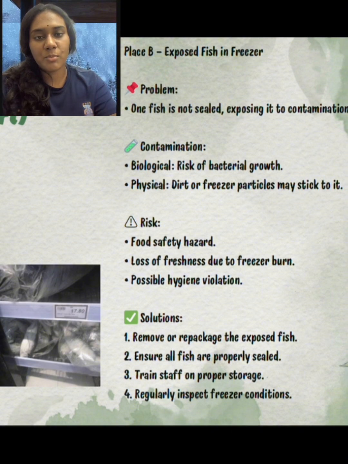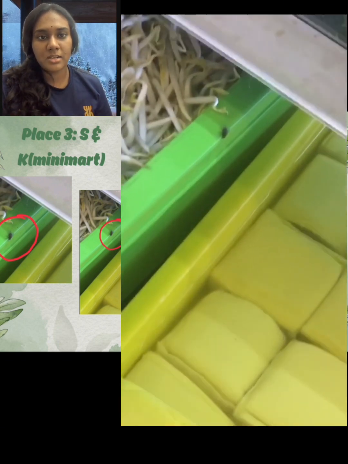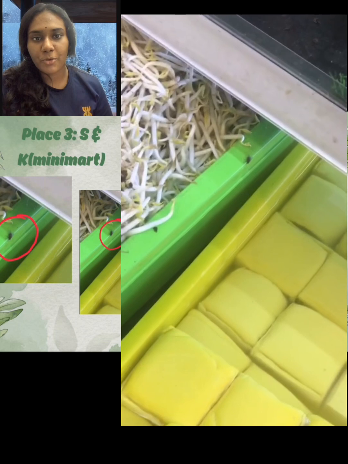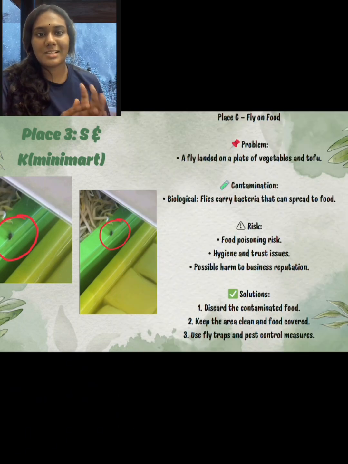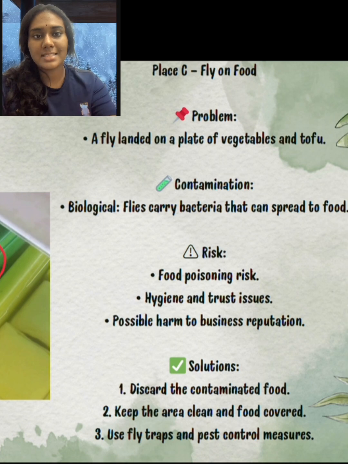Next, we move on to the next slide. So we go to place C, which is S&K Minimart, where a fly landed on a plate of vegetables, which is tauge and tofu. You can see this clearly in this image. This is biological contamination as flies carry bacteria that can easily transfer to food.